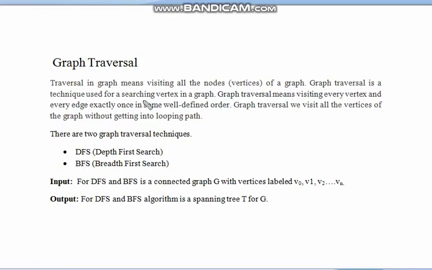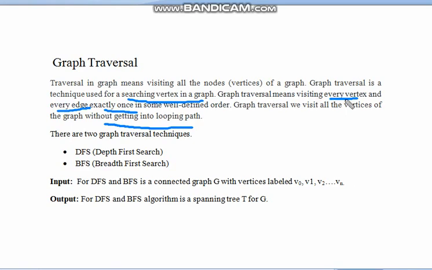Graph traversal is a technique used for searching a vertex in the graph. So in order to search a vertex in the graph, we need to travel the given graph, visiting every vertex and every edge exactly once. And while we travel all the vertices of the graph, we do not get into any looping path, that means cycles are not possible. In graph traversals, cycles are not possible and every vertex and edge is visited exactly once.